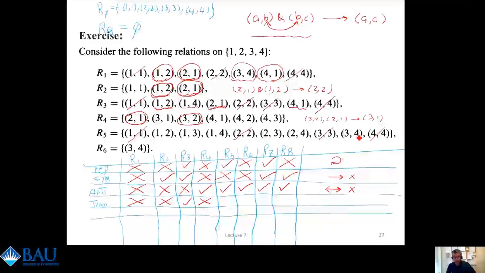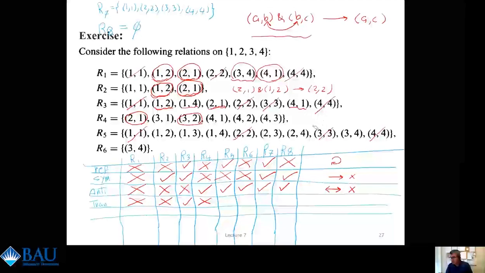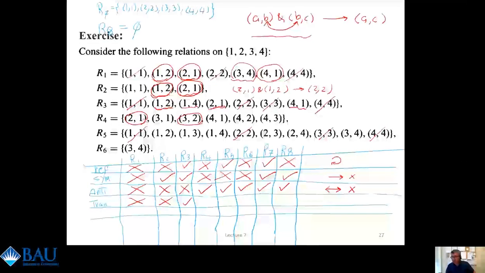Yes, R4. Thank you, Ali. So let me... I had a mistake. Thank you for correcting me. So let me check it again. So I'm talking about the R4.